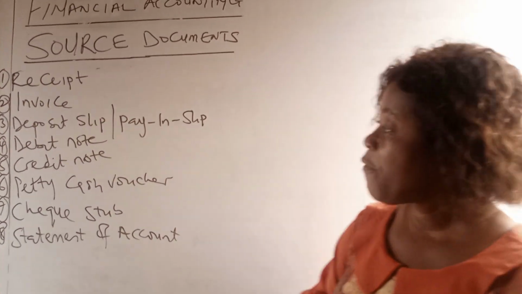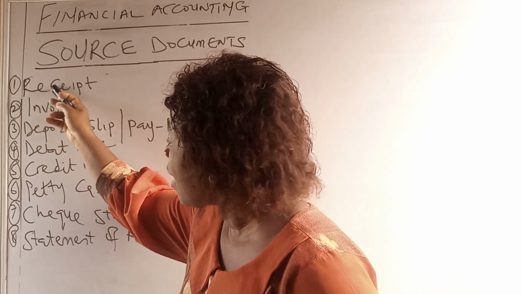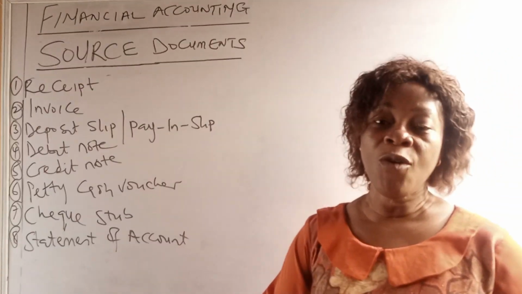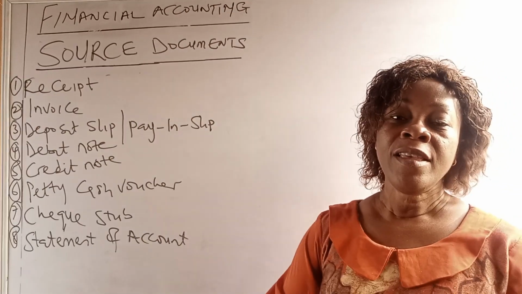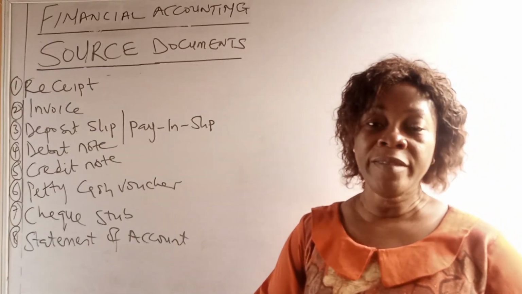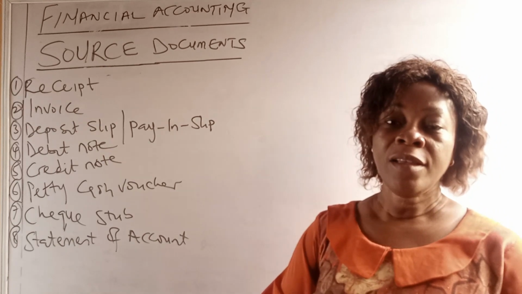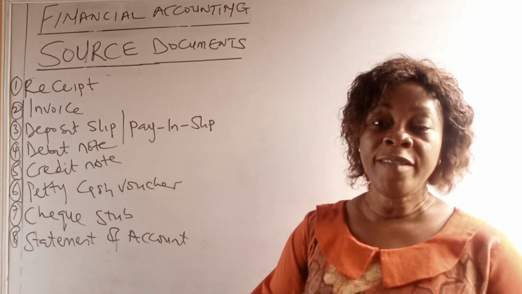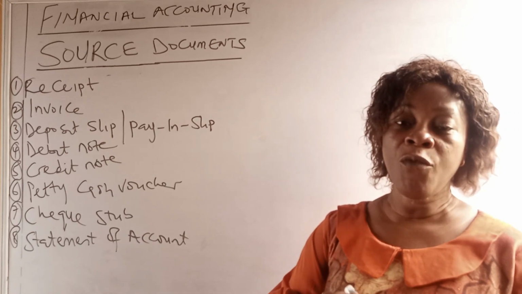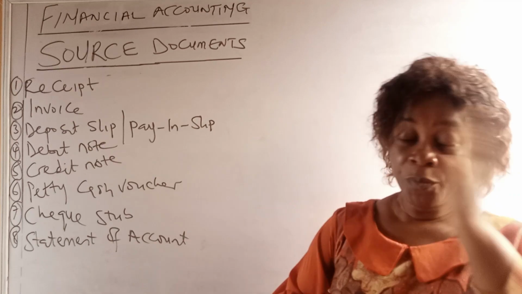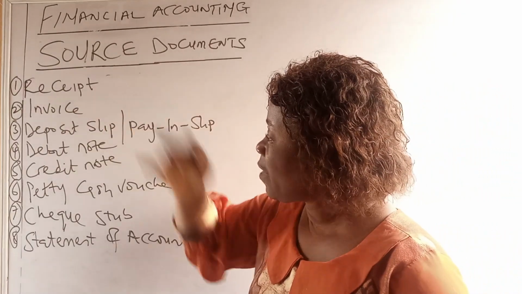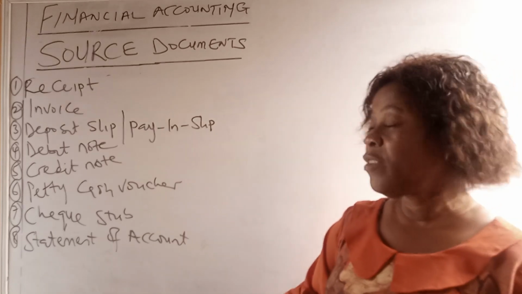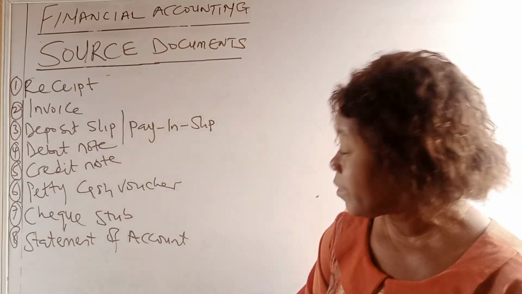Now, the first source document we are going to look at is the receipt. What is a receipt? A receipt is evidence of cash payment. That is, a receipt is a document issued by the seller to the buyer whenever the buyer pays money for the goods he or she has bought. And a receipt is a source document for the cash book, which is used to record all cash transactions.